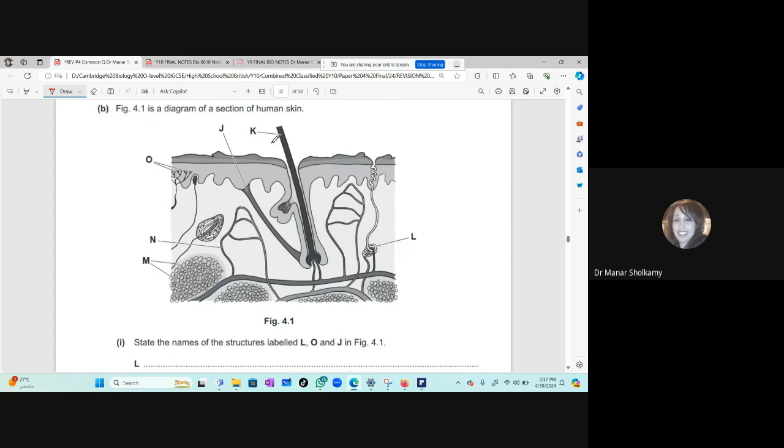Okay. Now this. What is K? Skin. The hair shaft. Good. What is J? Muscle, yes. What is the name of this muscle?